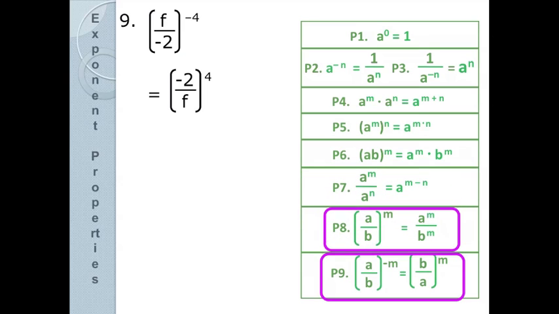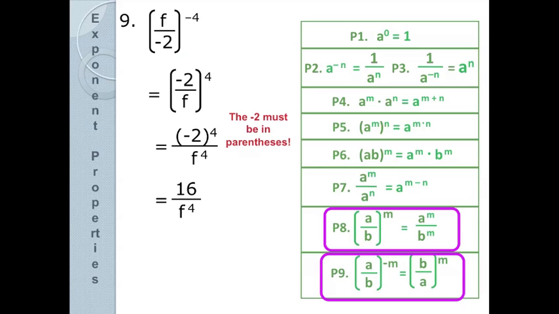Now use property number 8 to apply the exponent to both the numerator and the denominator. The negative 2 to the 4th power and the f to the 4th power. The negative 2 must be in parentheses. If you ever want a negative base, include parentheses around the number. Negative 2 to the 4th power is a positive 16. Over f to the 4 is our final answer. If you use the calculator and it gives you a negative 16, that means you did not use parentheses in the calculator.